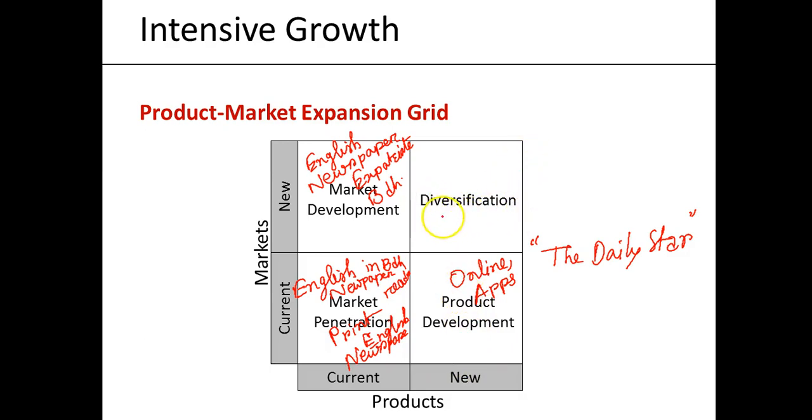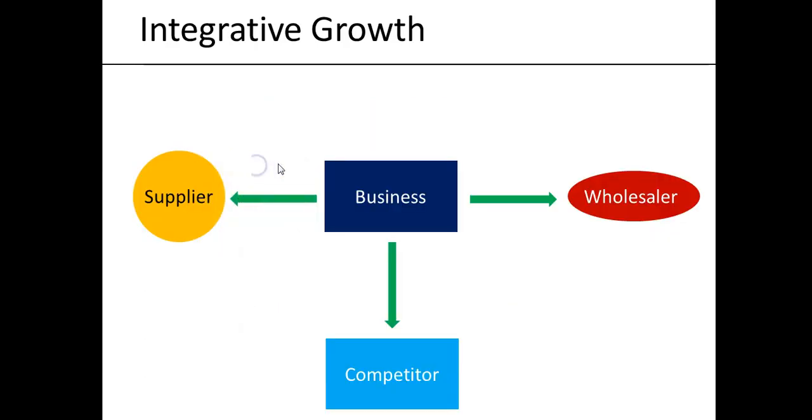Or as a diversification, what we see for Daily Star is that they are also trying to pursue publication. They want to work in the publication industry. They want to join another medium of business. So publication is a move to diversification, when Daily Star is publishing books. Now let's move on to the next example.